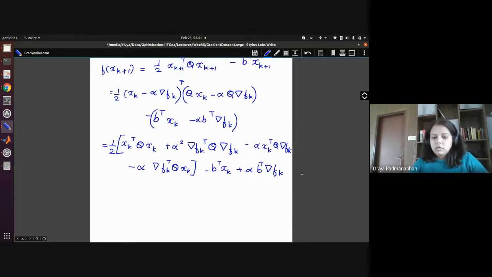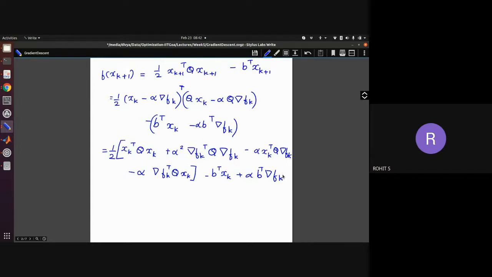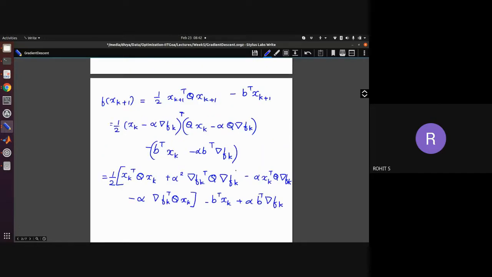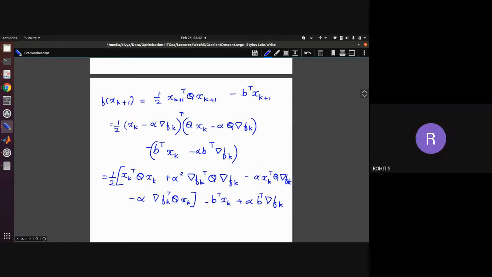Ma'am, the way we got the second equation, f of x_{k+1} equal to something, how did we get that grad f_k part? Was that done in a previous class? I think I missed that class. So for f of x_{k+1}, I'm just plugging in the quadratic function. How did we write that x_k minus alpha grad f_k?